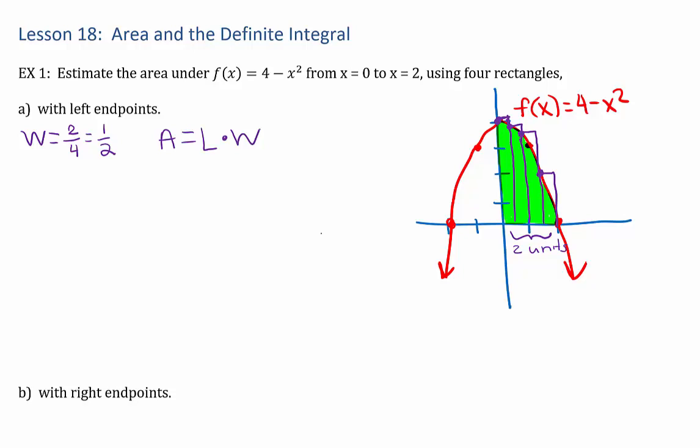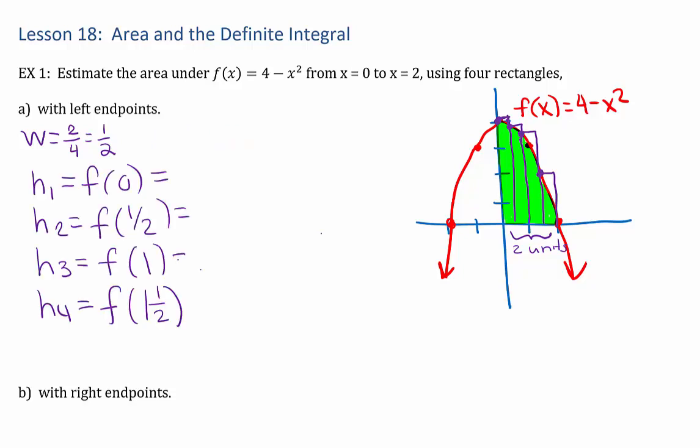Okay, so area of a rectangle is length times width. The width of each rectangle is 1/2 unit. And to find the length or the height of the rectangles, we are going to evaluate the function at those left endpoints. So the height of that first rectangle, which I've denoted as h1, is going to be whatever the y value is at x equals 0. I can see on the graph, or I could plug 0 into my function, that that y value is 4, and so the height of that first rectangle is 4.